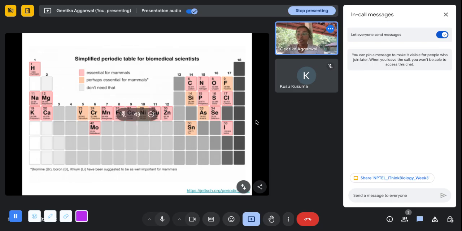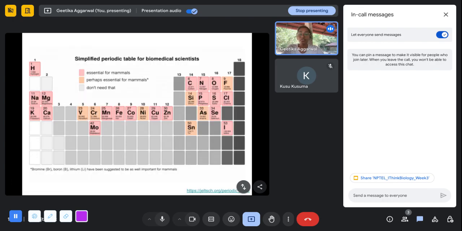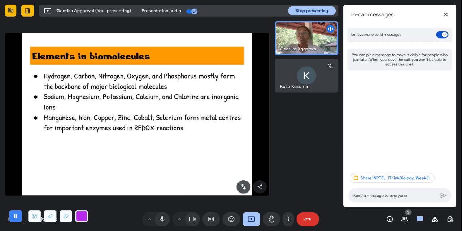Sorry, it got interrupted. So I was talking about, basically, I started by telling what was covered during the week, which was biomolecules, central dogma, regulation, and non coding RNAs. And then I discussed how some elements are important for mammals. Moving on to what elements form an important part in biomolecules.